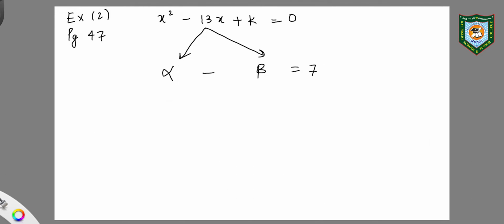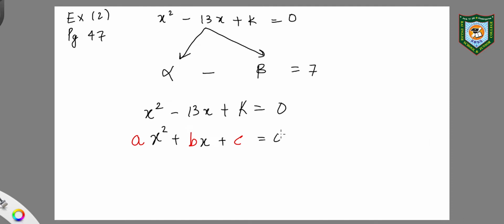Now, before we start off, we have to compare our equation to the standard quadratic equation. So I have x square minus 13x plus k is equals to 0, and my standard quadratic equation is ax square plus bx plus c is equals to 0. This implies that a is equals to 1, b is equals to minus 13, and c is equals to k.